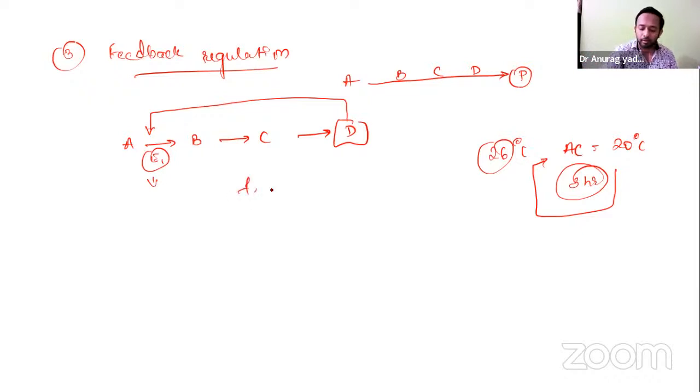Most commonly, if they are inhibiting, then it is called feedback inhibition. So that is about the feedback inhibition. We have seen the allosteric also, and this is about the feedback inhibition.